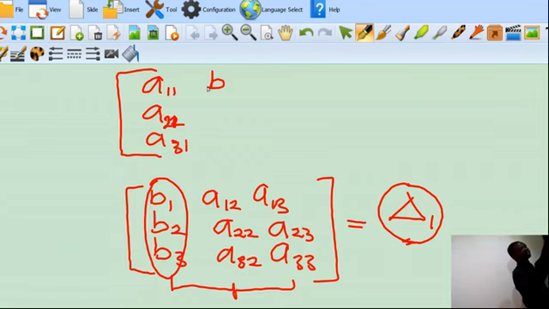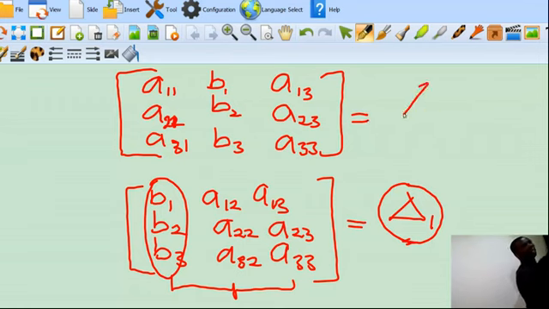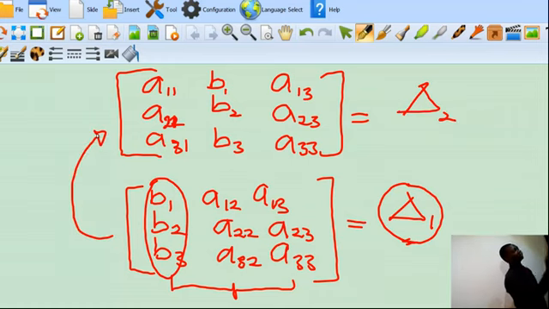In this case, you give your second column B1, B2, B3, then you have A13, A23, A33, and you obtain another determinant, which is your delta 2. You follow the same procedure. After this one, we got another determinant. Don't make mistake. We follow this step after this one.